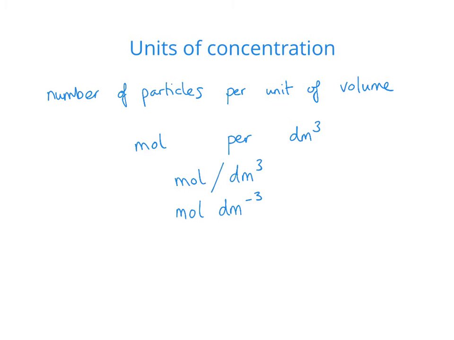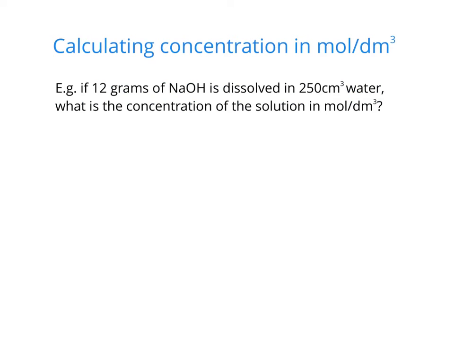Alternatively, occasionally we might measure, instead of number of particles, we might measure mass. There are some situations where it's more convenient to use mass instead of moles, and in that case we would just have grams per dm cubed, or we could have grams written like that, or of course g dm to the power minus 3. Grams per dm cubed is how we're going to say it every time. And we may have to convert between these two measurements, but that's easy and we'll look at that in this video.